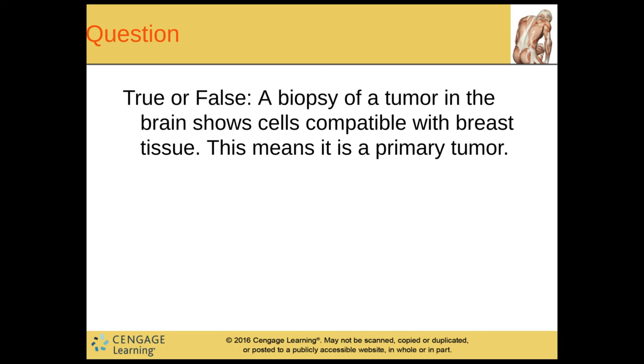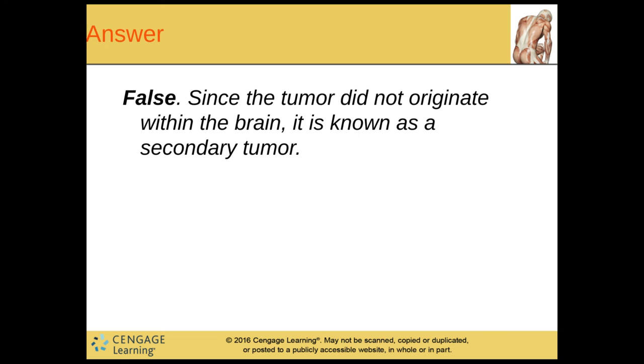So true or false? Biopsy of a tumor in the brain shows cells compatible with breast tissue. This means it is a primary tumor. Think about it for a second. We just talked about it. That would be false. So since the tumor did not originate within the brain, it's known as a secondary tumor.